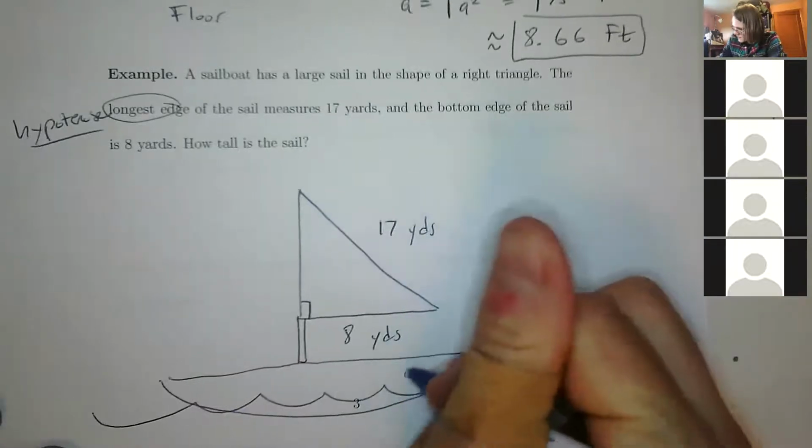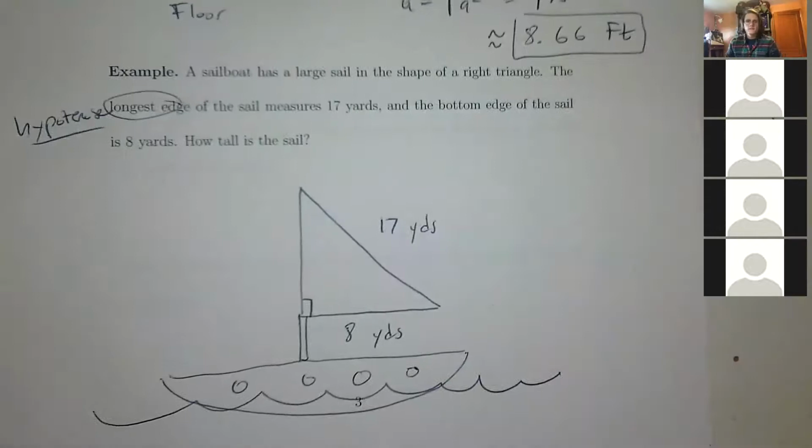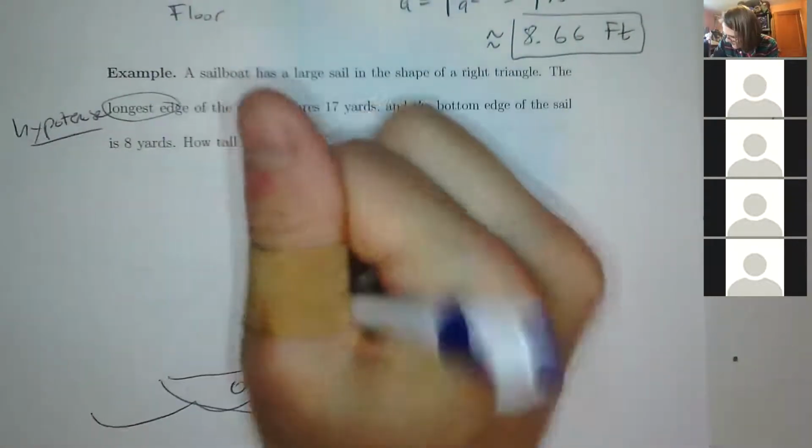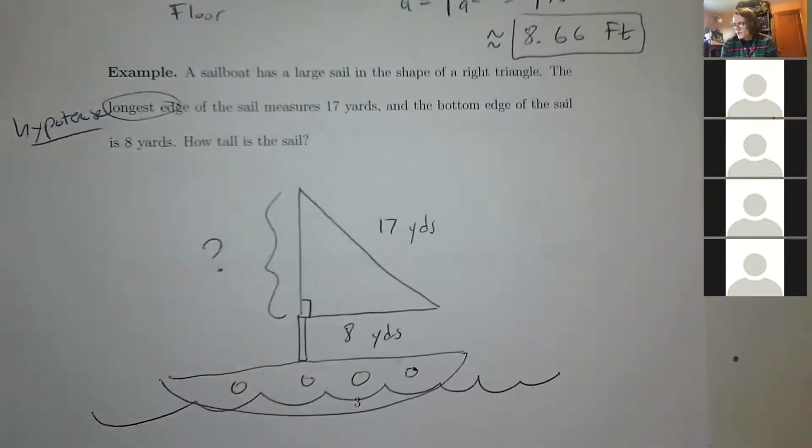Right? I don't know, maybe it has some windows. There we go. So that's my sailboat. And it wants how high it is. Right. So again, everything's kind of laid out. We just got to compute it.